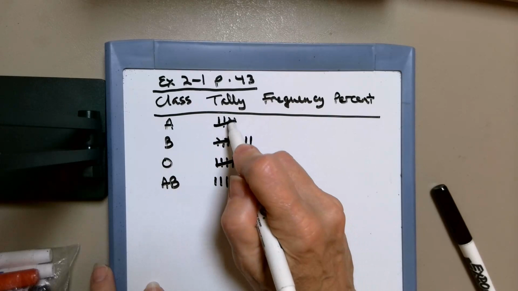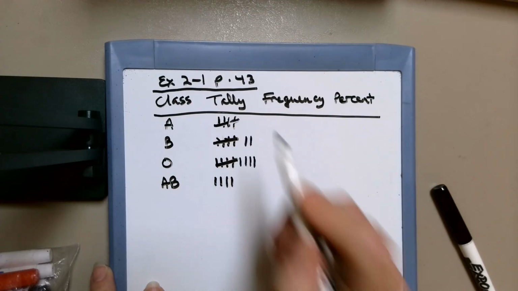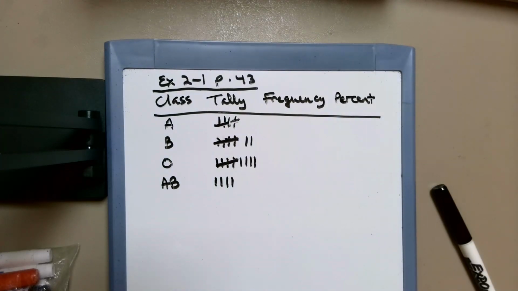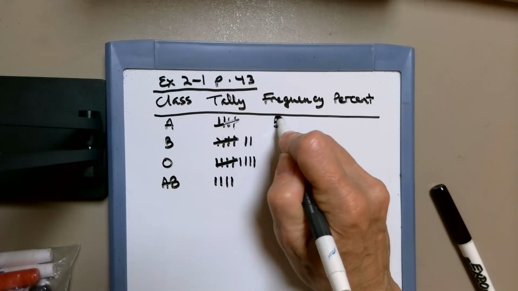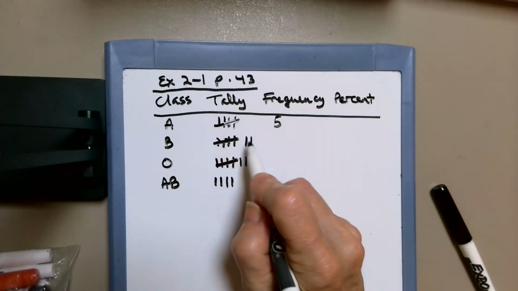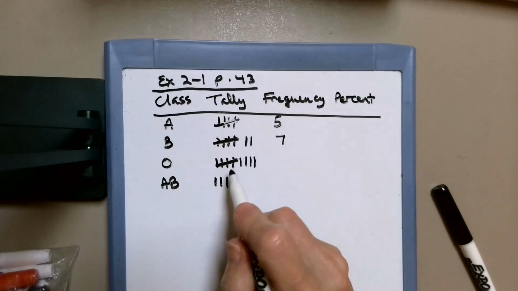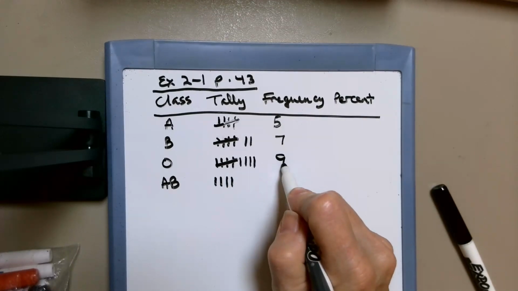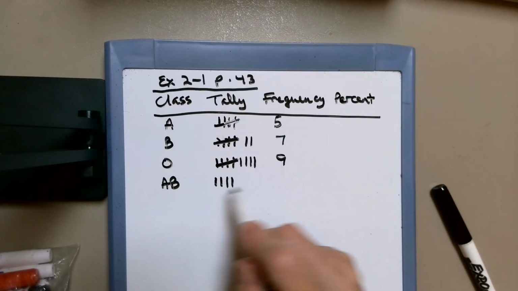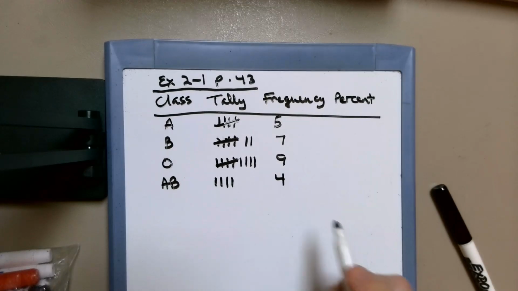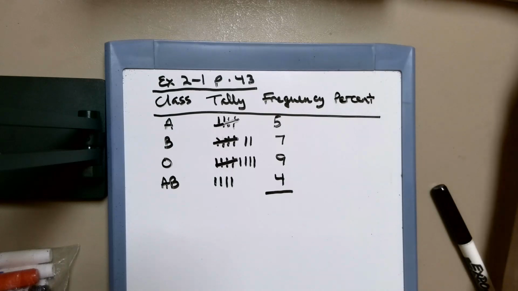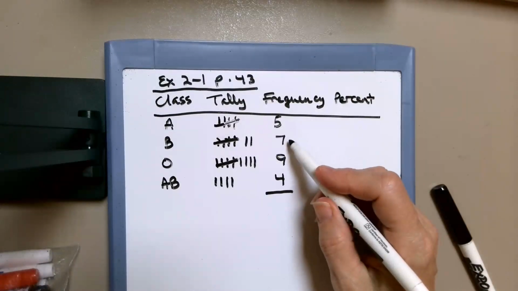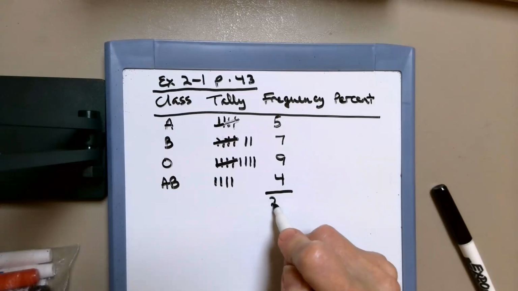So if I count up my frequencies here, counting the tally marks, I had 1, 2, 3, 4, 5 A's. I had 5, then 2 more, 7 B's. I have 5, 6, 7, 8, 9 O's, and I have 4 AB's. In total, remember there were 25 Army inductees, and if I add 5 plus 7, 12, plus 9, 21, plus 4, 25.